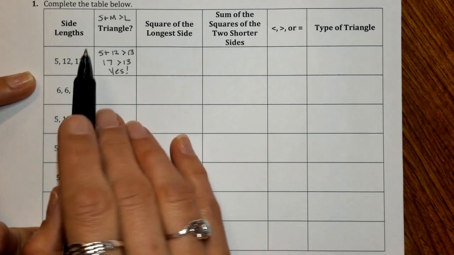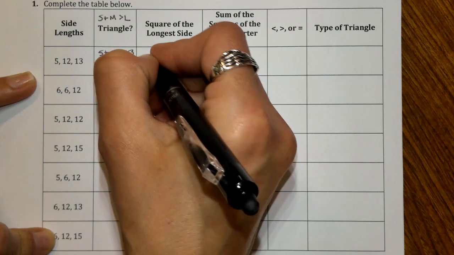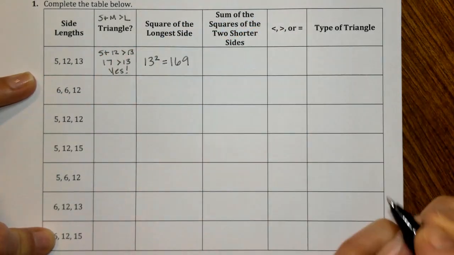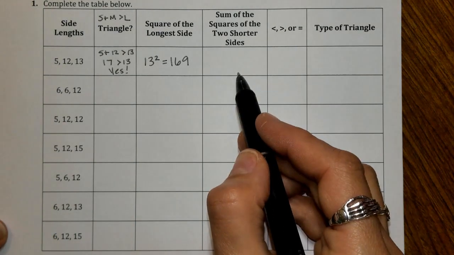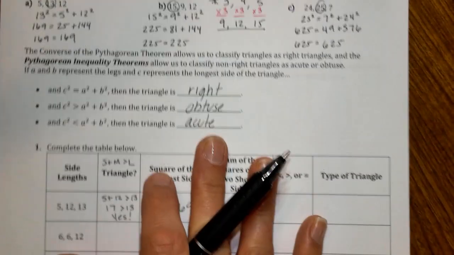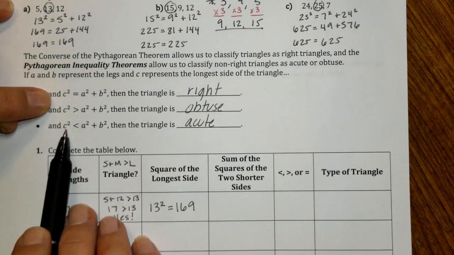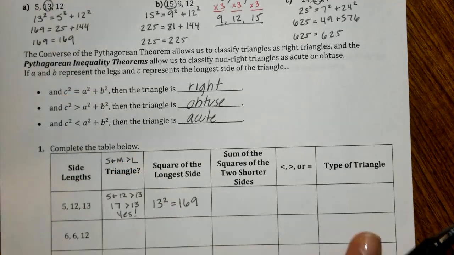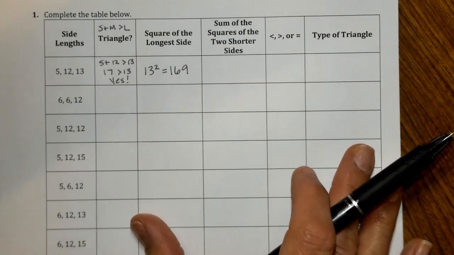The longest side is 13. So we're going to take 13 squared and find it as 169. Next, we're going to take the sum of the squares of the two shorter sides. All we're doing here is what's on the left side of the inequality or equal sign. Then now we're going to do the right side. We're taking a squared plus b squared.